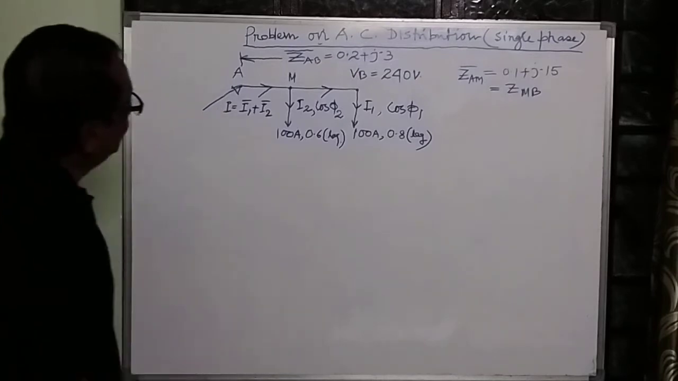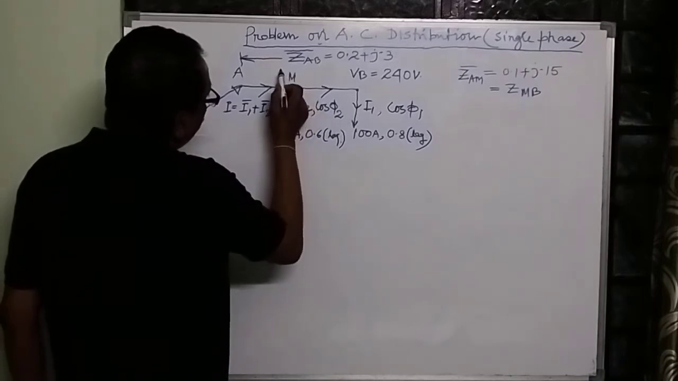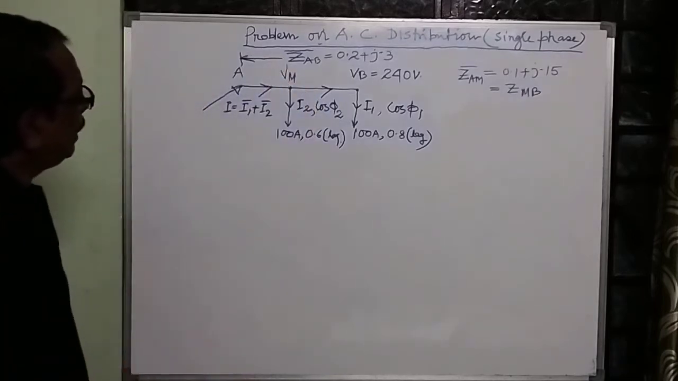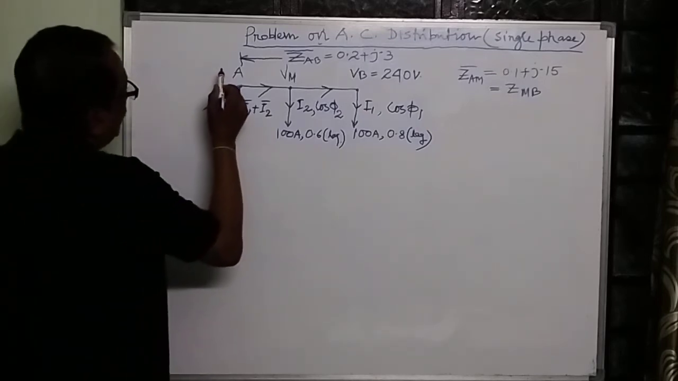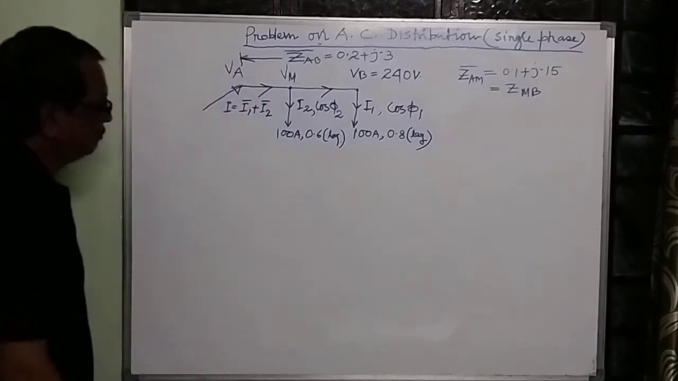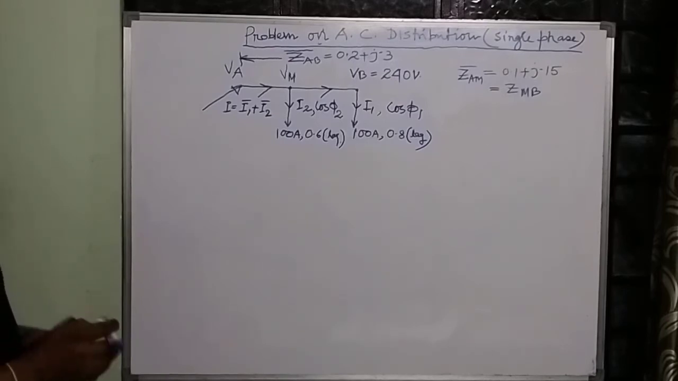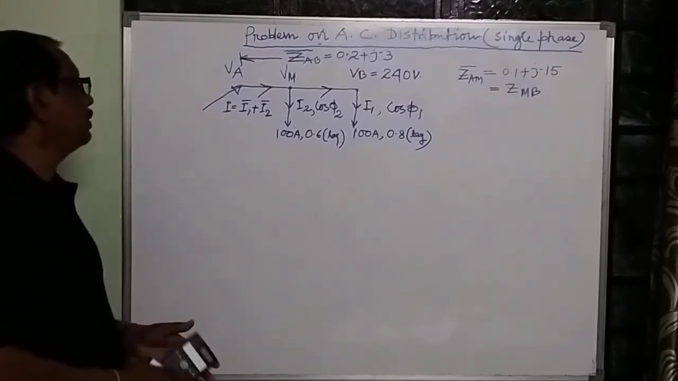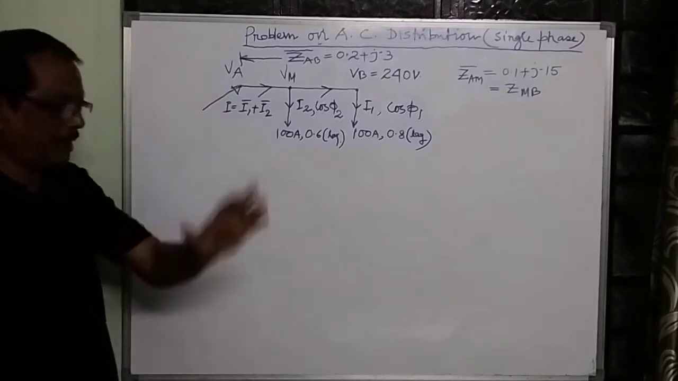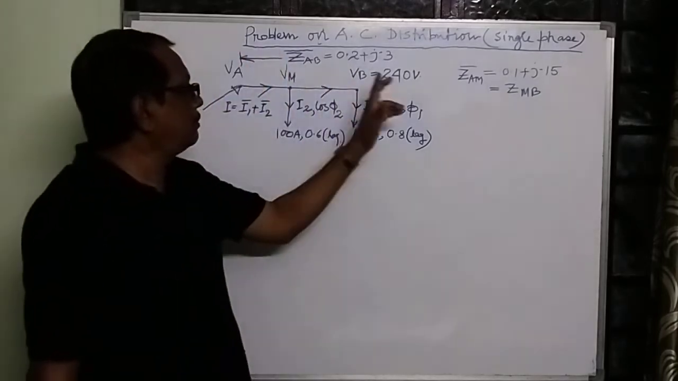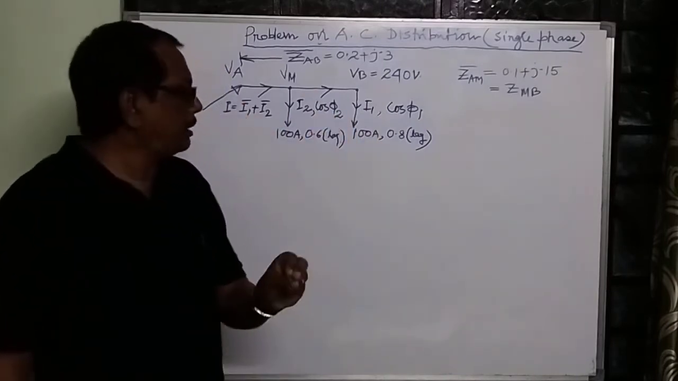Now, let the voltage at M point be Vm, and the voltage at the feeding end I am writing as Va. Now I have to calculate the voltage across M and A. Given the voltage at the last terminal is 240 volt, current and power factor are also given.